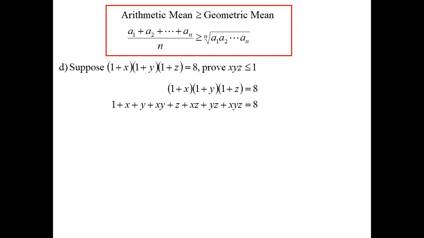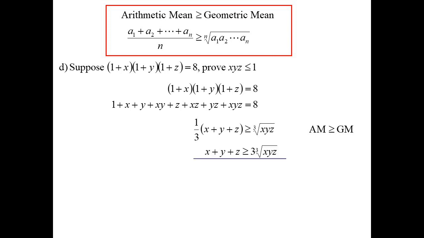What's the sensible thing to do? Let's expand the left-hand side out. There it is, expanded. Now I know 1/3 of x plus y plus z is greater than or equal to the cube root of xyz. Arithmetic mean is greater than or equal to geometric mean. It also is basically what we just proved in the step before, but it was a, b, c instead of x, y, z. Okay, rewriting that, x plus y plus z is greater than or equal to 3 times the cube root of xyz.